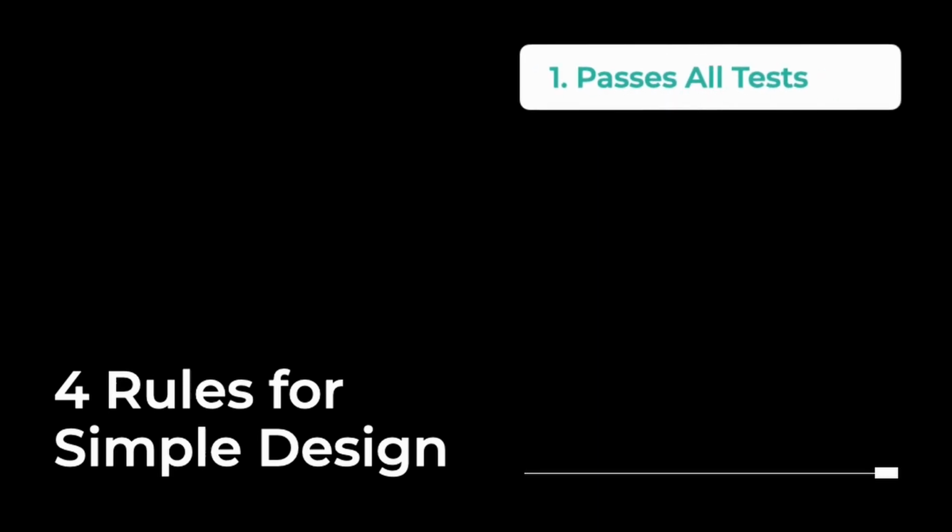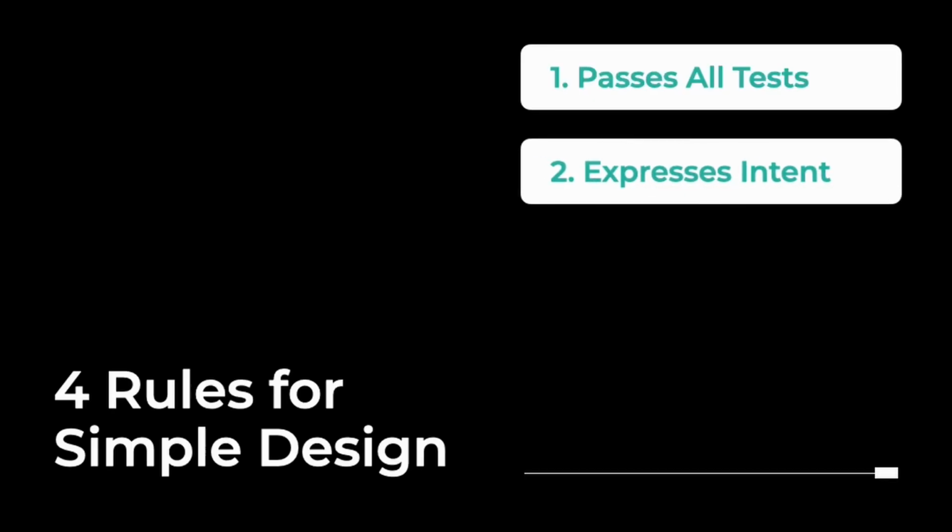Rule number 1, the code should pass all tests. What does that mean? It means that whatever you have done, it still works. So we are basically ensuring that we preserve the existing behaviors. Rule number 2, it should express intent. In other words, the code is easy to read and to understand.